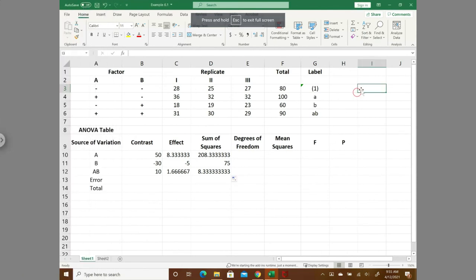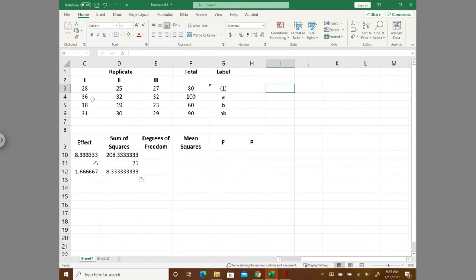Okay, let me square these terms. I'm going to use the square of that, and all 12 observations we have to square them. So I'm just going to drag them sideways and then down. So here we have all the 12 observations and their squares, right?